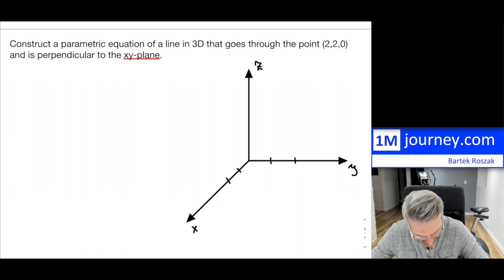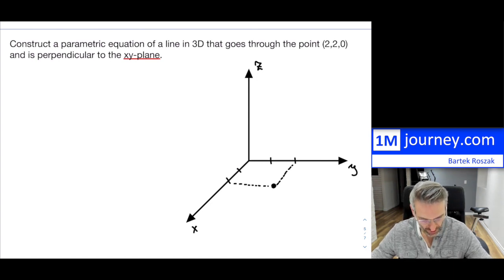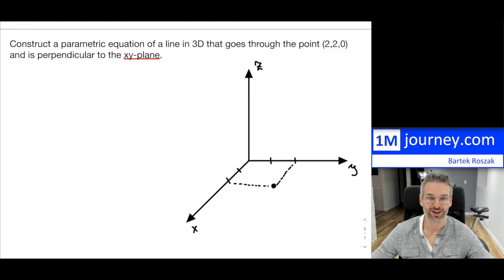So I would basically try to plot out this point, and it would be somewhere over here. So that's the point 2, 2, 0. Not the greatest of sketches, but that's what we would have.